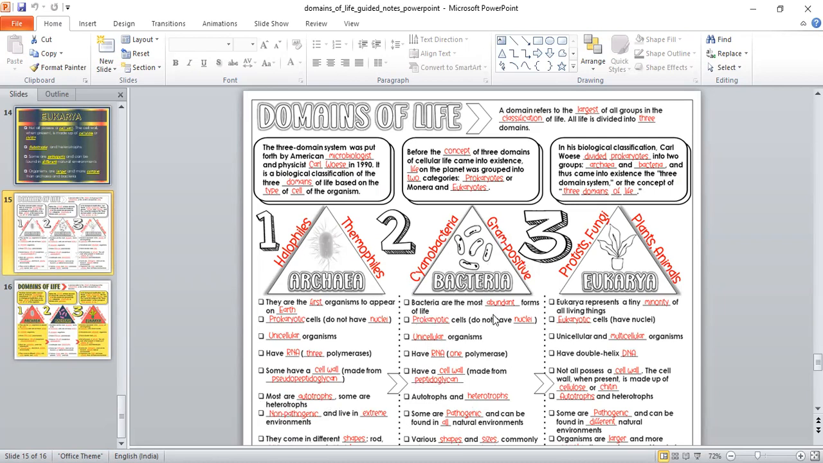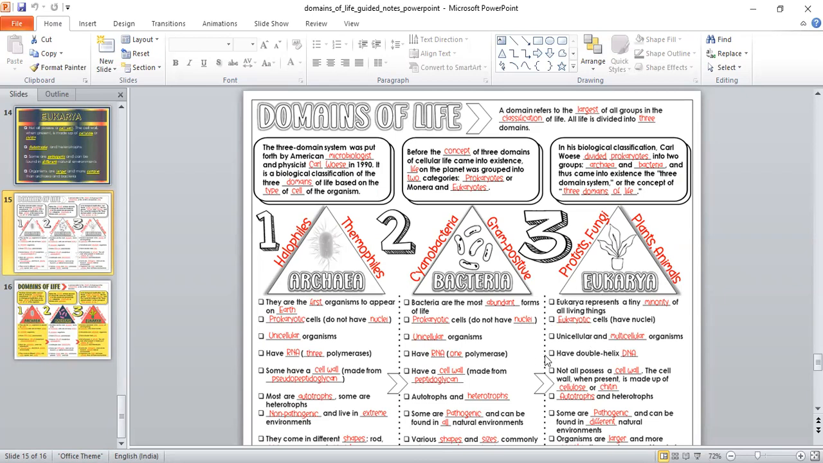The bacteria are the most abundant life form on the earth, and they are prokaryotes which do not have nuclei. They are unicellular. They have a cell wall which is composed of peptidoglycan. They are of two types, gram positive and gram negative. They are autotrophic, and they are also heterotrophic in nature, and some of them are pathogenic, some of them are non-pathogenic, and found in all environments. They have various shapes and various sizes, which I have already discussed.